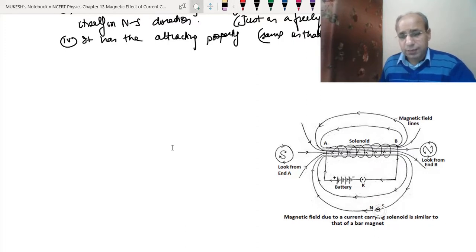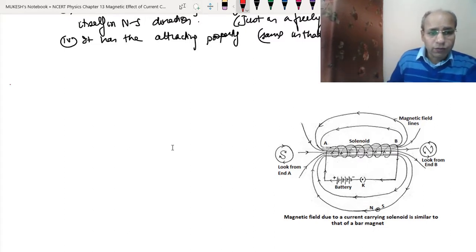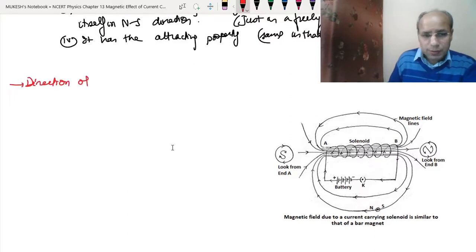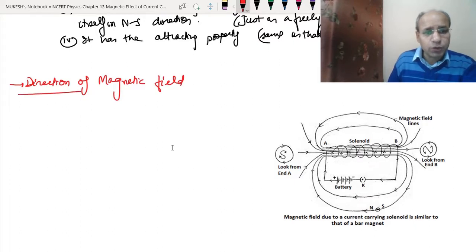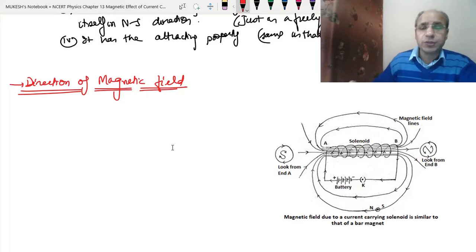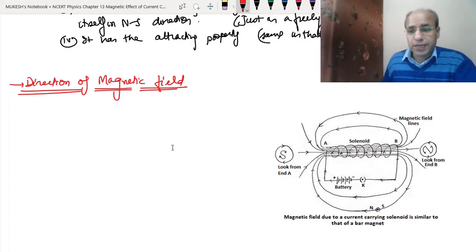Suppose if we keep the compass needle here, then it will show the deflection like this. And if we just keep the compass needle here, then it will show the deflection in this direction. Okay. Now, how to find the direction of magnetic field? That means we have to find which pole is the south pole, which pole is the north pole. Then only we can find the direction of the magnetic field. As we know, in the bar magnet also the direction of magnetic field is from north to south. Okay. So for this we need to know which is the north pole and which is the south pole.